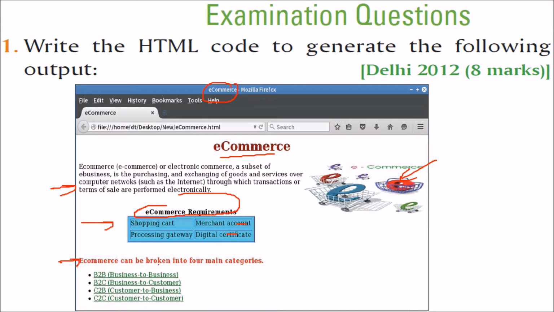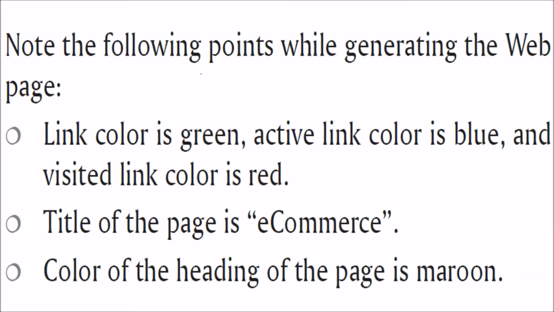Then we have some more content in red. These are 4 links, and this is an unordered list. So you have to see these points. Link color is green, active link color is blue, and visited link color is red. This we have to follow. Title of the page is e-commerce, as we have just seen. The color of the heading of the page is maroon.